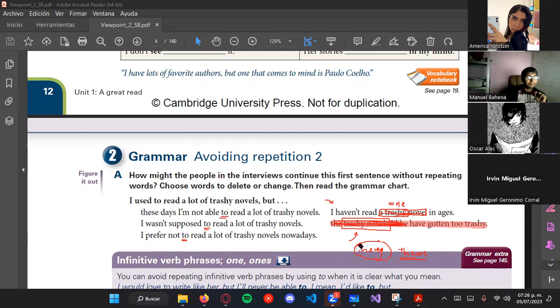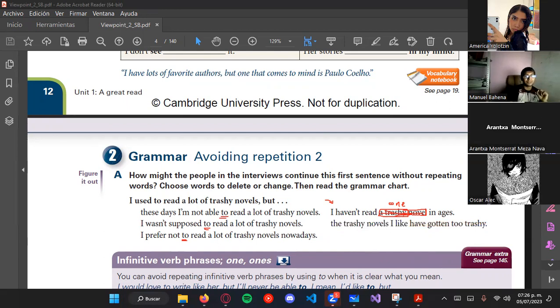Yes, Oscar? Yes, teacher. Excellent. Thank you very much. But there's another way. Pero hay otra forma. A ver, América, I see you with your hand raised. Veo tu manito levantada. Do you have an answer? Yes, but I used to read a lot of trashy novels, but the ones I like have gotten too trashy.